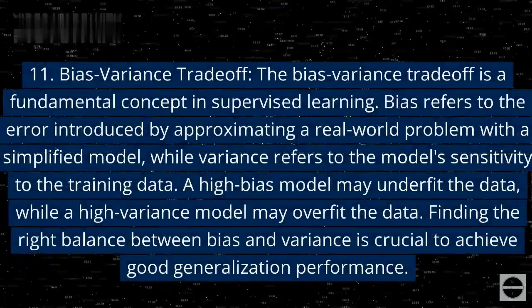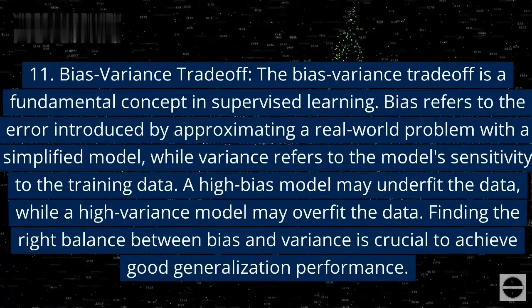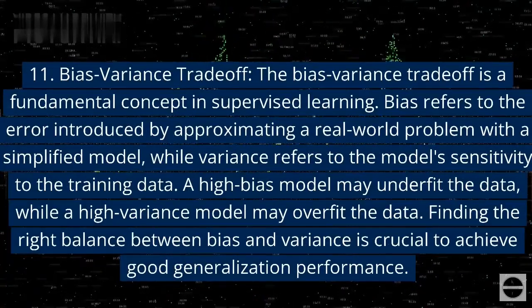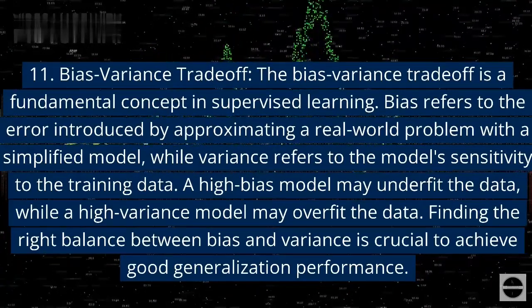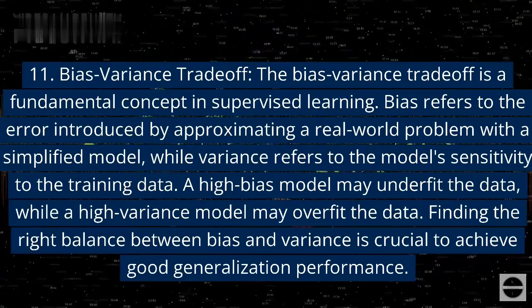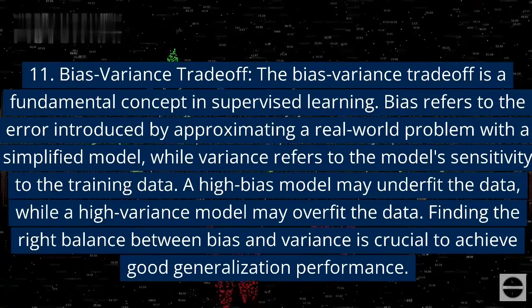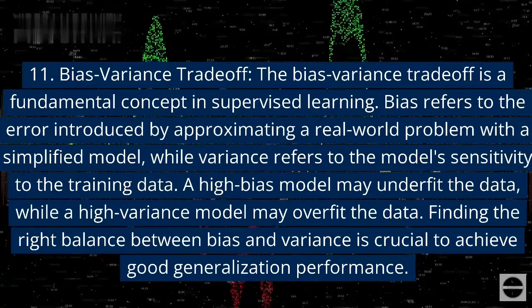Eleven. Bias-variance trade-off. The bias-variance trade-off is a fundamental concept in supervised learning. Bias refers to the error introduced by approximating a real-world problem with a simplified model, while variance refers to the model's sensitivity to the training data.